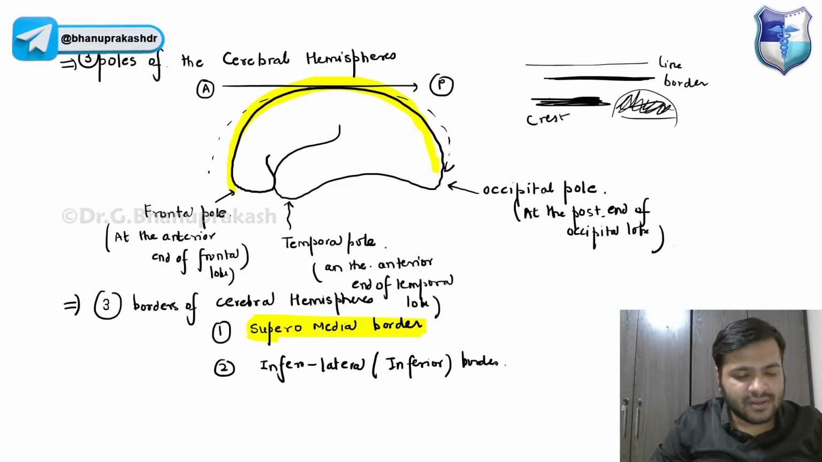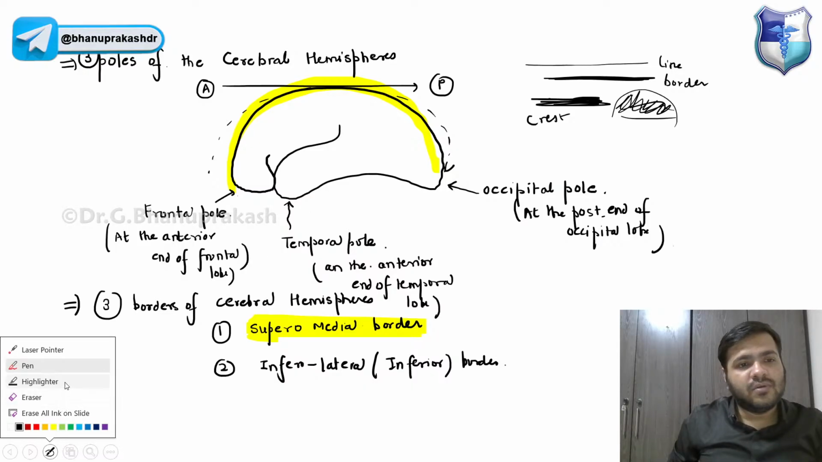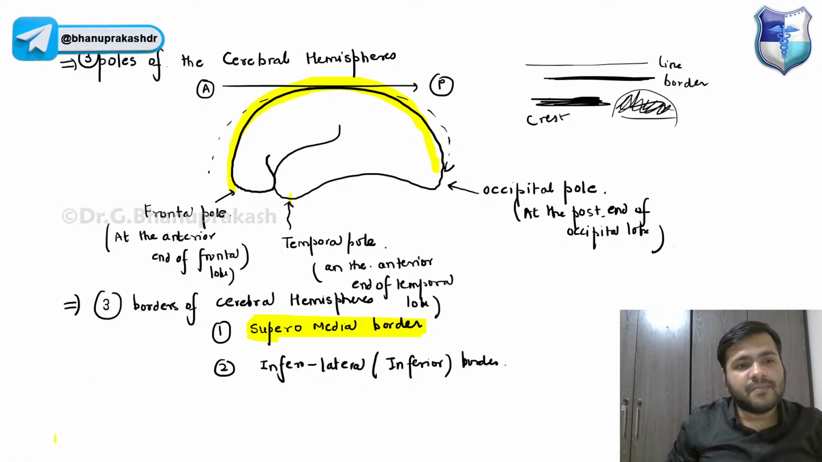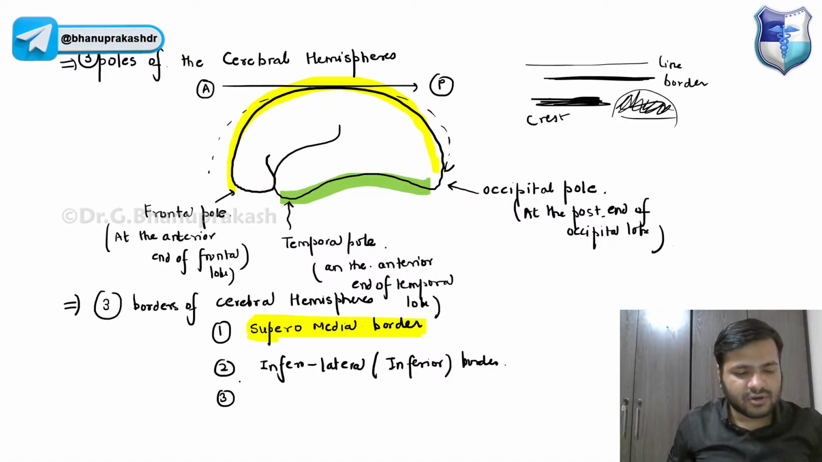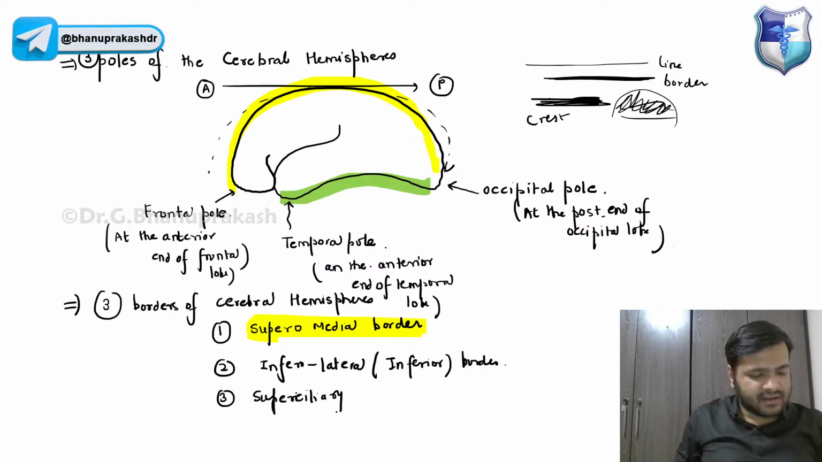And guys, you already know it extends from the temporal pole to the occipital pole. So this is the inferior. It is lying down. It is inferior, guys, right? So that is the inferolateral pole. The third one, guys, that you have to remember over here, is the superciliary border.